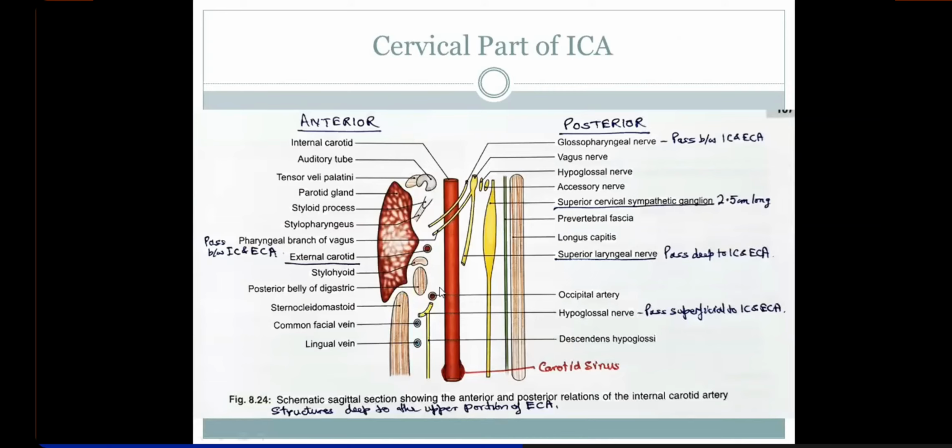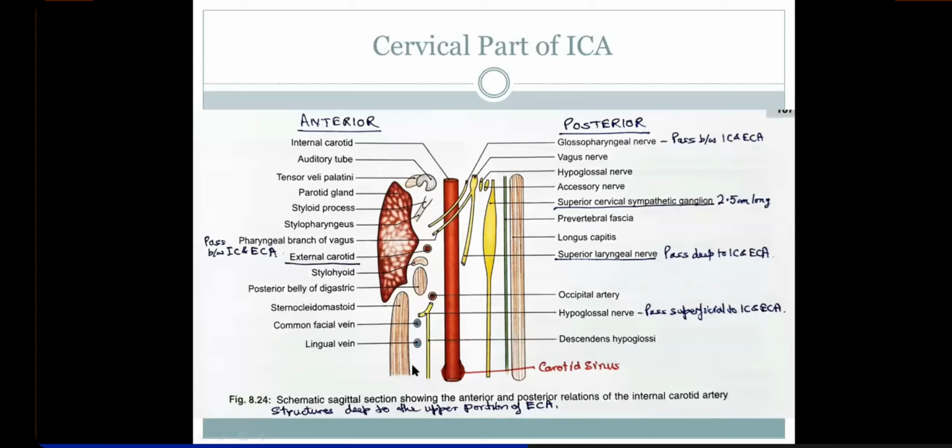Now, relations of the cervical portion of the internal carotid artery in the neck. So in the neck, as you know, this is the carotid sinus, at the commencement of this artery from the common carotid, where it commences at the level of the superior border of the thyroid cartilage, the C3, C4 junction. There is a dilatation called the carotid sinus, which is a baroreceptor. Then it ascends up, enclosed in the carotid sheath.